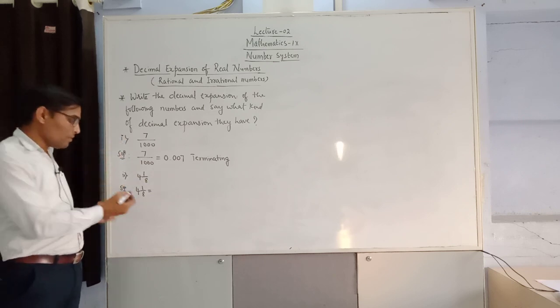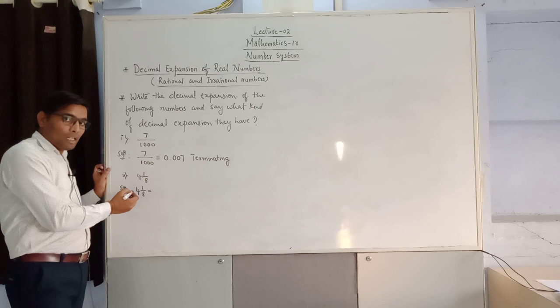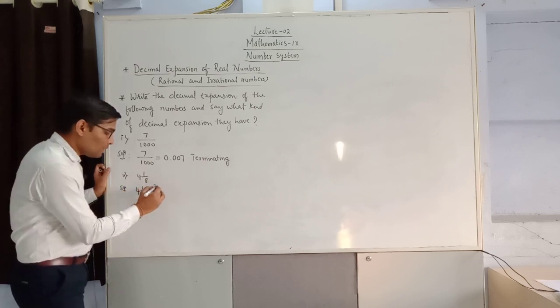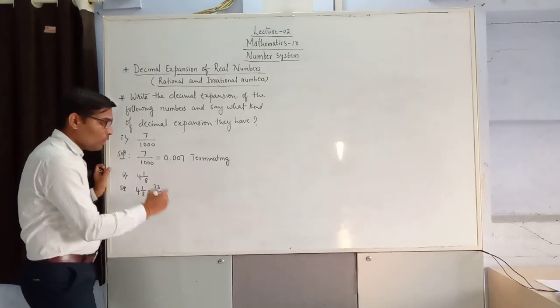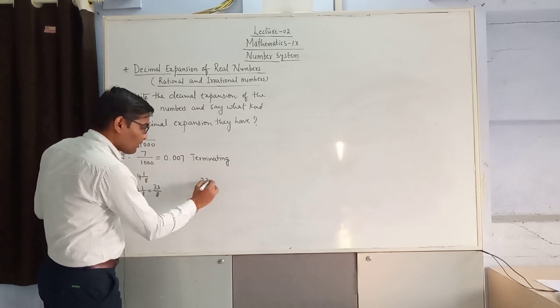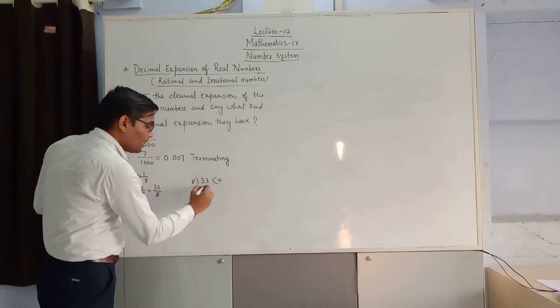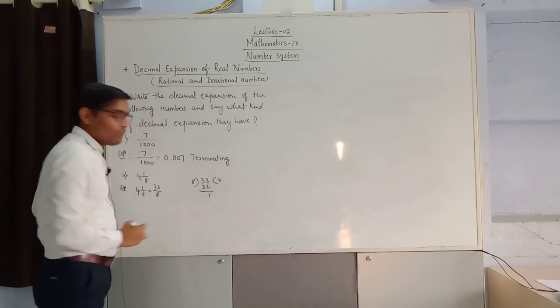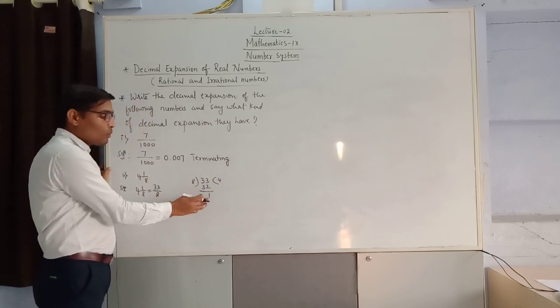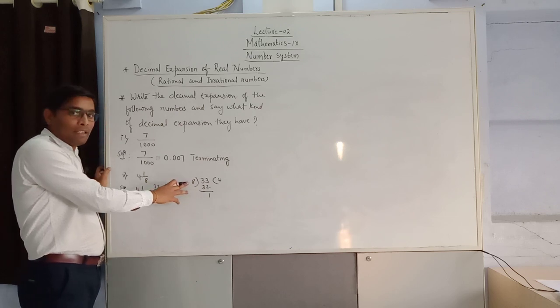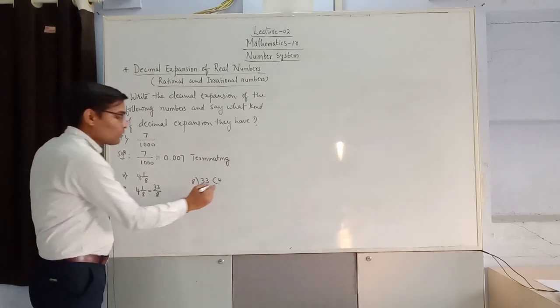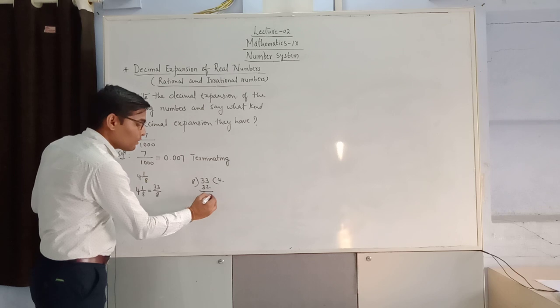Let's convert first. 8 4s are 32, 32 plus 1 is 33, so 33 by 8. Now find the decimal expansion, that is, divide 33 by 8. 8 4s are 32, the remainder is 1. Here the remainder 1 is less than the divisor 8, so it is not possible to divide, so put a decimal point in the quotient. Now take a 0 here.